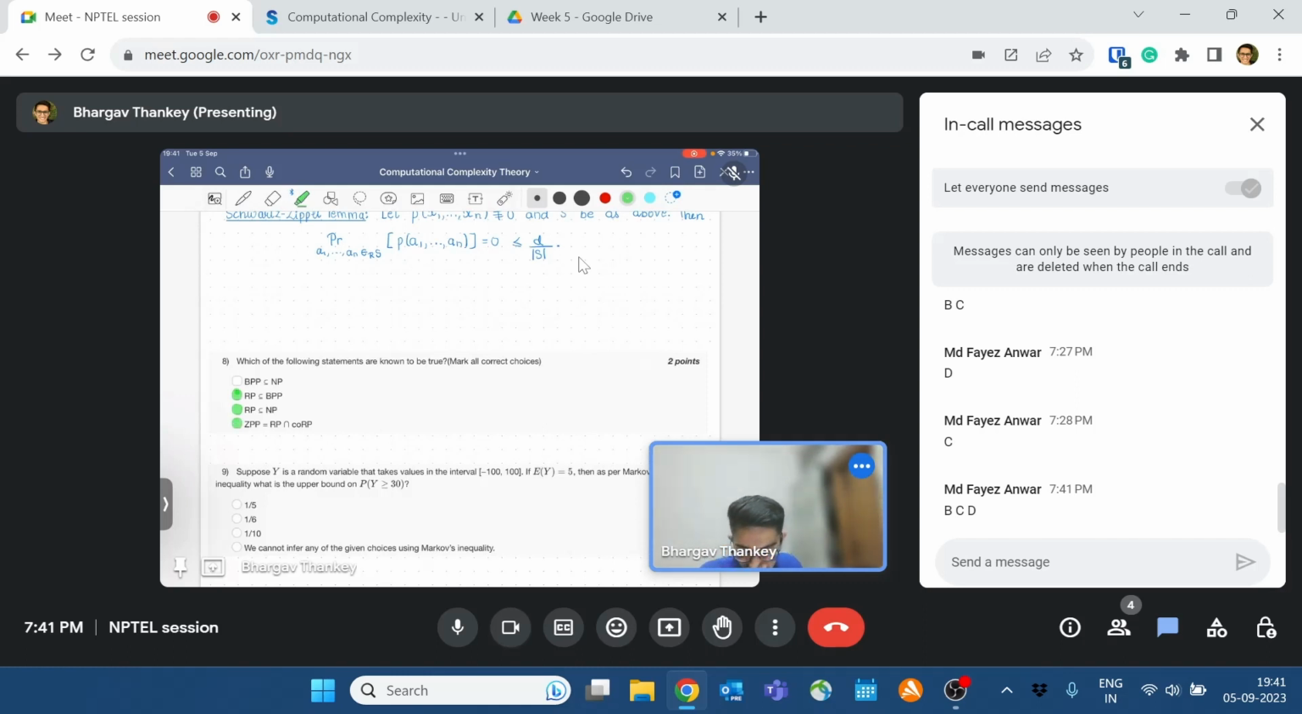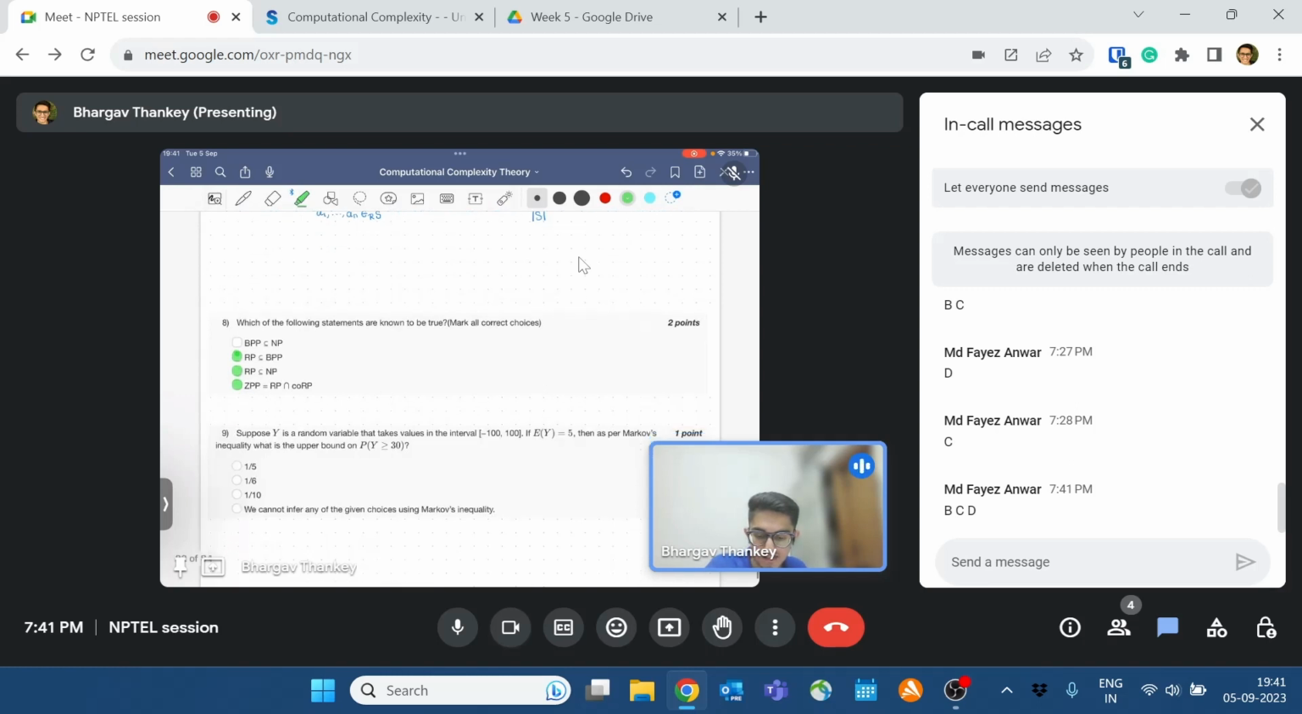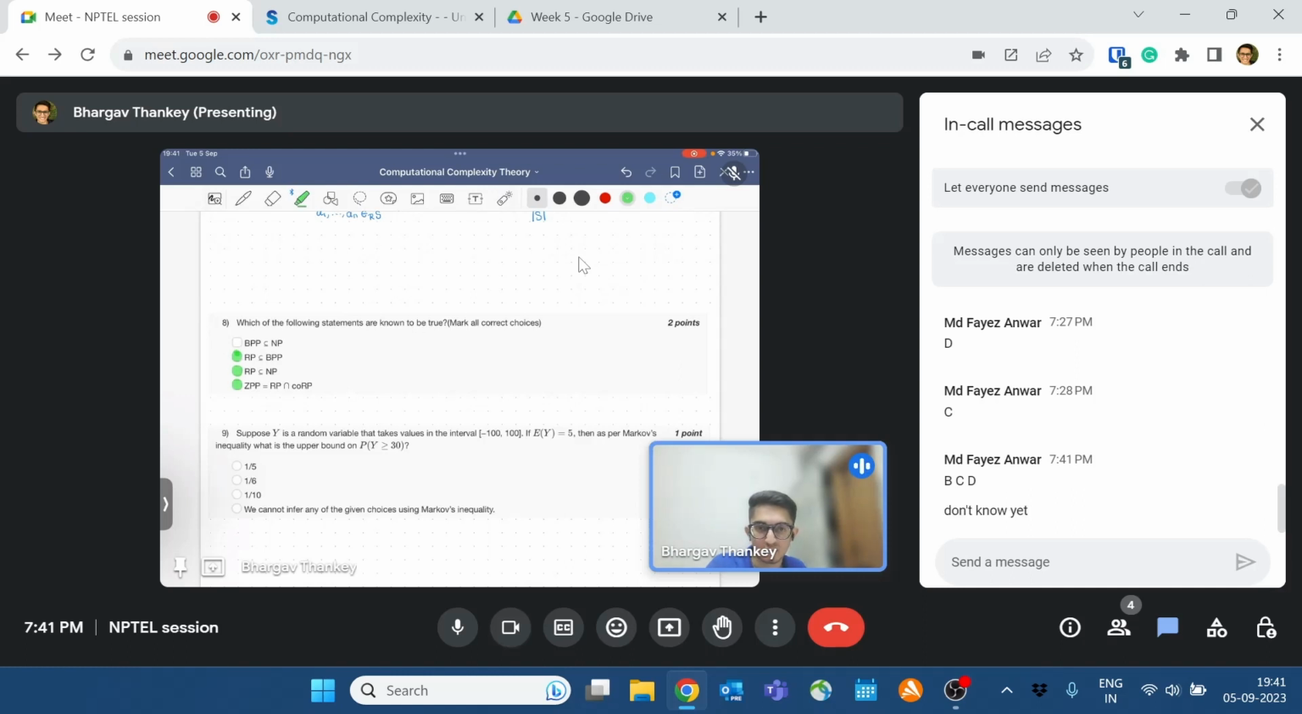Yes, B and C are true. And what about BPP subset of NP? Do we even know that? We know that P is contained in NP, RP is contained in NP, but we don't even know that BPP is contained in NP. So it is possible that there are some problems which you can't solve in NP but can solve in BPP. Even though we don't believe that is true, as of now, we can't rule out this possibility.